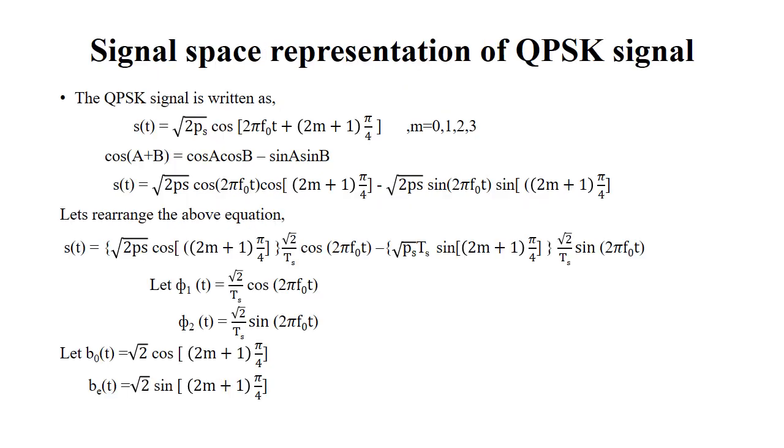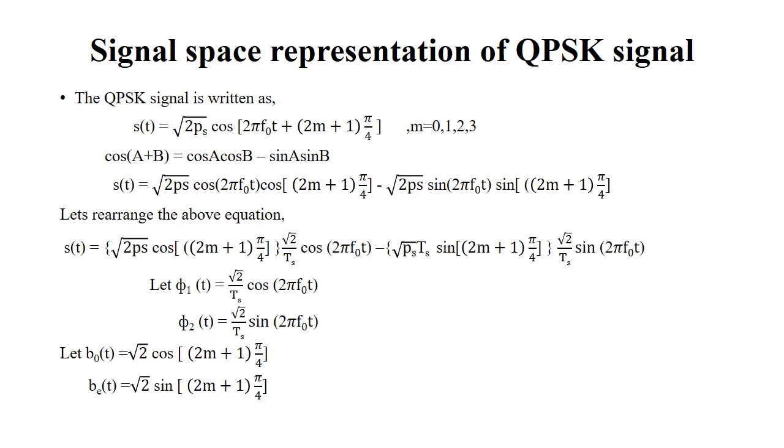Here we are going to see the signal space representation of the QPSK signal. The QPSK signal is written as S of t equals root 2 Ps cos (2 pi F naught t plus (2m plus 1) pi by 4), where m is equal to 0, 1, 2, 3, etc. Using cos (A plus B) equals cos A cos B minus sin A sin B, S of t becomes root 2 Ps cos 2 pi F naught t cos (2m plus 1) pi by 4 minus root 2 Ps sin 2 pi F naught t sin (2m plus 1) pi by 4.